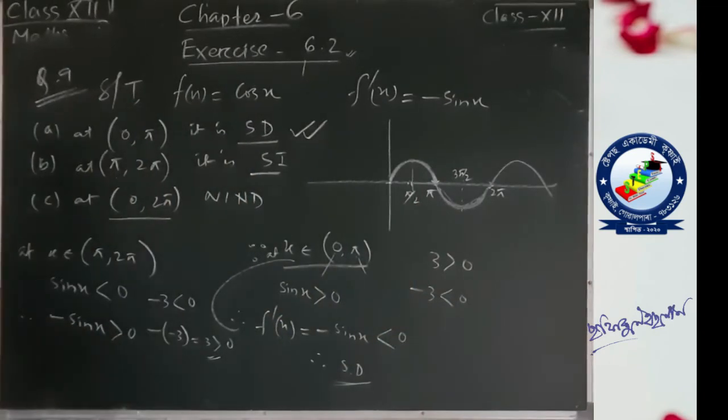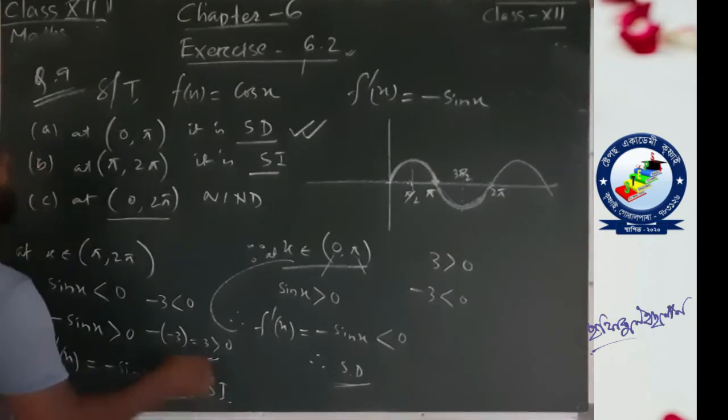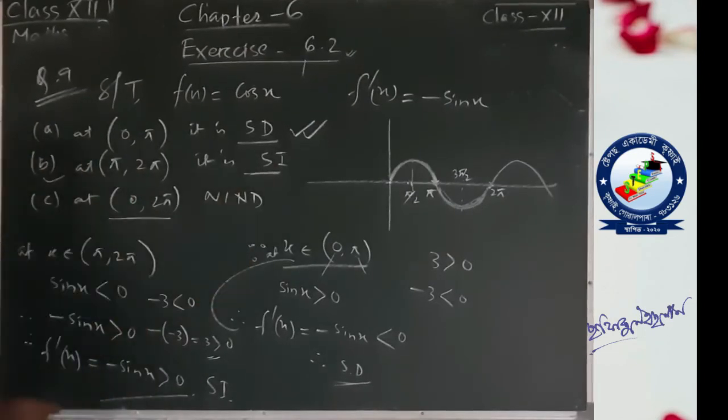Then if a negative sign comes, this becomes positive. That means f dash x is minus sin x, which is greater than 0. If it is greater than 0, it is strictly increasing. This is strictly increasing here.